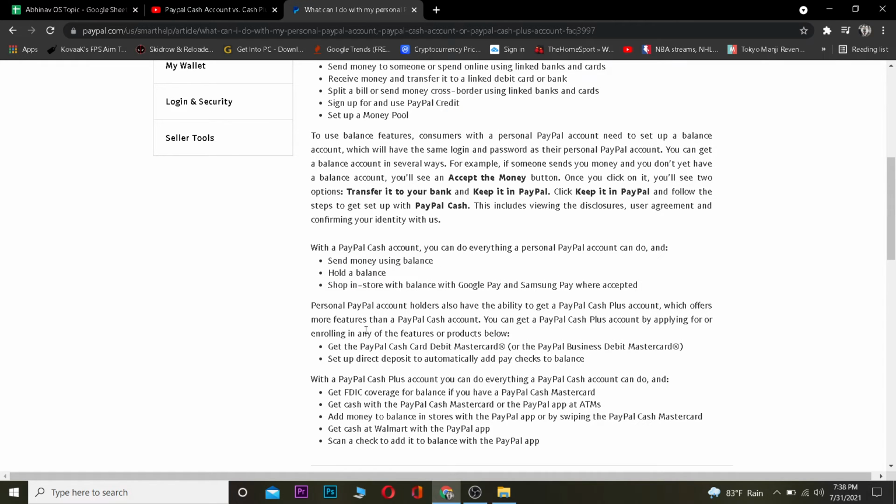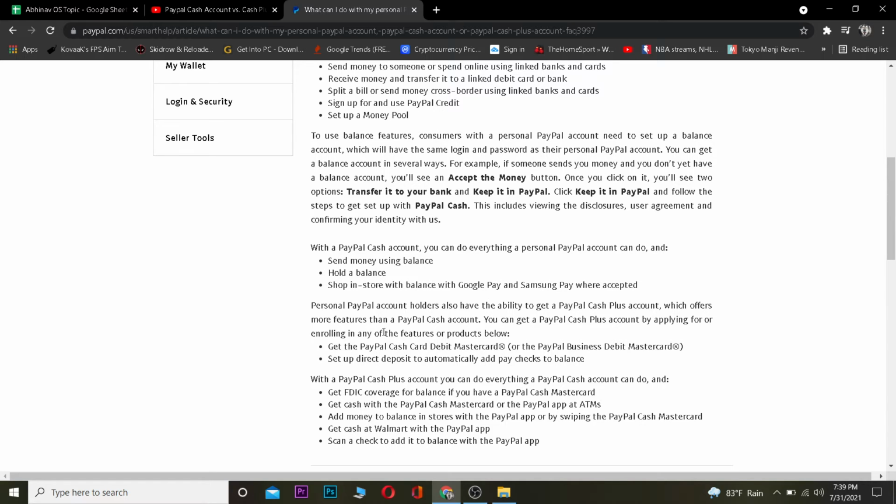And let's go to the personal account, which is like a normal PayPal account. Personal PayPal account holders also have the ability to get a PayPal Cash Plus account, which offers more features than a PayPal Cash account. You can get a PayPal Cash Plus account by applying for or enrolling in any of the features or products below. Sorry, this is a normal PayPal account, and this one is the PayPal Plus account, so do not get confused. Any normal person can get a PayPal Plus account. You don't have to be a celebrity or anything. It's not a premium version, as you guys think. You do not have to pay any monthly fee for a PayPal Plus account, because most people think that just because it's Plus, you need to pay a monthly subscription, which is wrong.